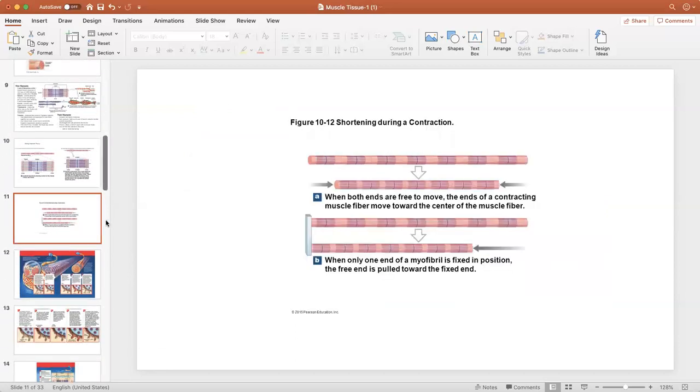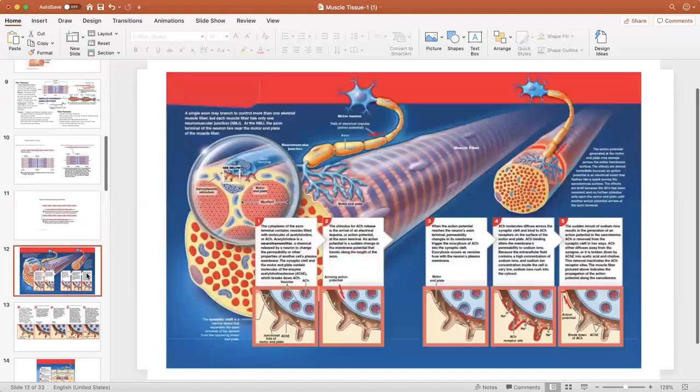When we have one fixed side, this side is not going to move, and we have the movable side that contracts in towards this fixed side. We also have freely movable sides, where both sides will move in towards each other during a contraction. So let's look at what happens during a contraction.